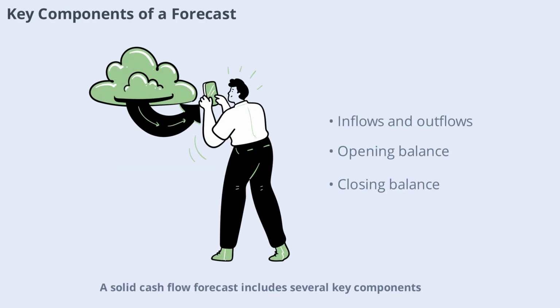A solid cash flow forecast includes several key components: projected cash inflows, projected cash outflows, and the opening and closing cash balances. Inflows might include sales revenue, loan proceeds, or investment income. Outflows cover expenses like rent, payroll, and supplier payments. By accurately estimating these components, you can create a reliable forecast that supports sound financial management.